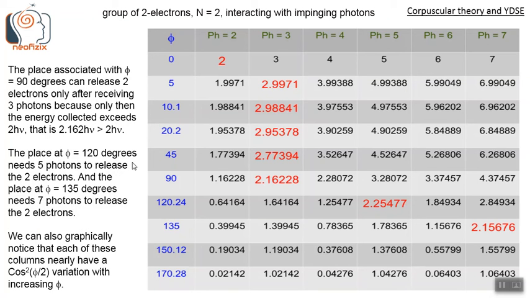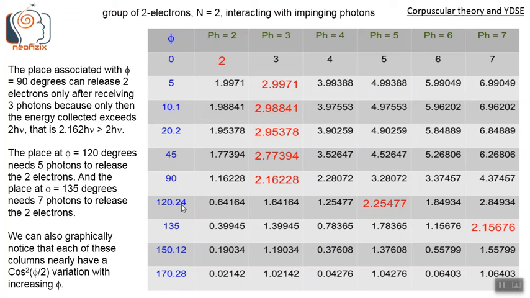So the place associated with phi equals 90 degrees can release the 2 electrons only after receiving 3 photons. After receiving 3 photons at phi equals 90, the total energy absorbed by the 2 electron group is 2.16228. Since it is greater than 2 h nu, it's ready to give off the 2 electrons.